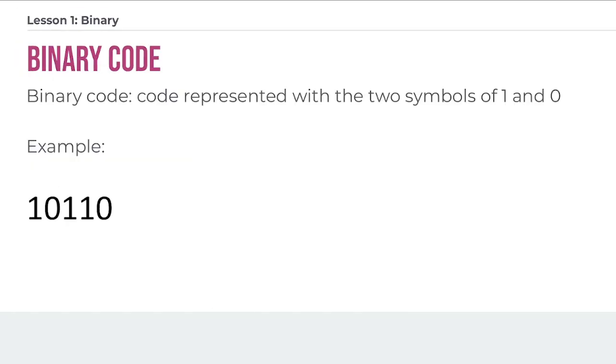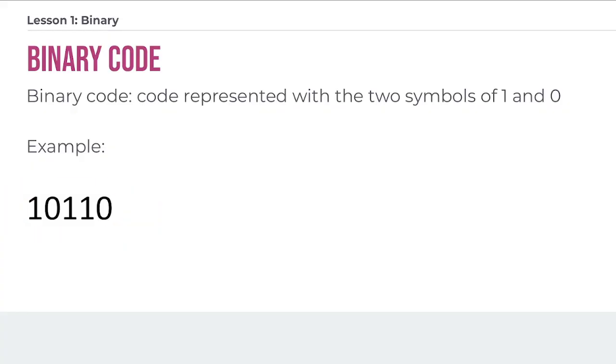So binary code is essentially the on and off condition of billions and billions of teeny tiny little switches in the circuitry of a processor, and we represent those with ones and zeros. And so you can see an example of what that looks like here on the screen.